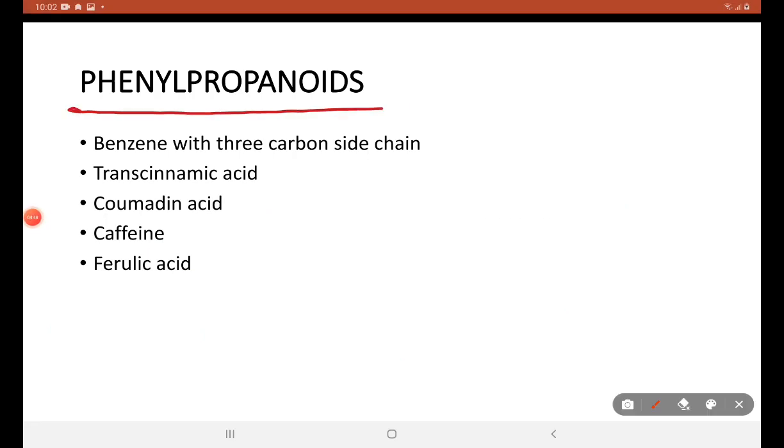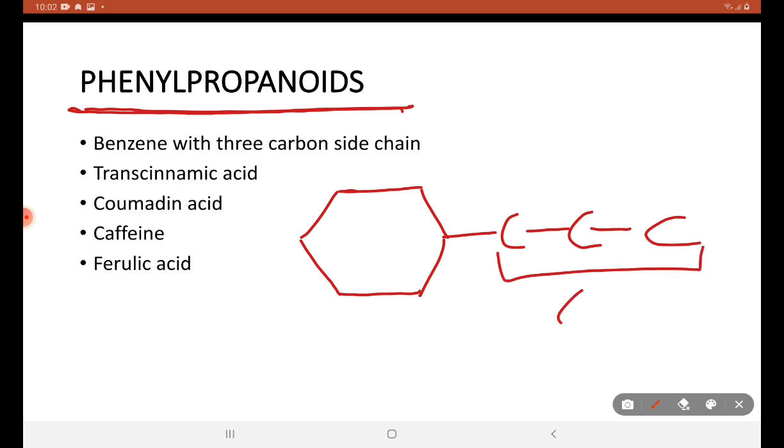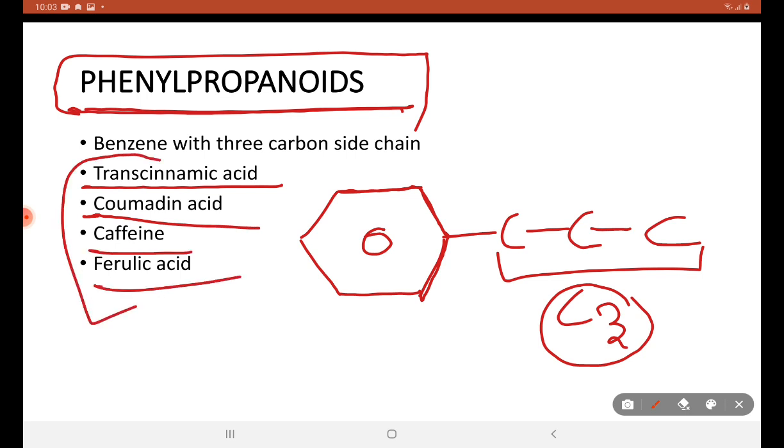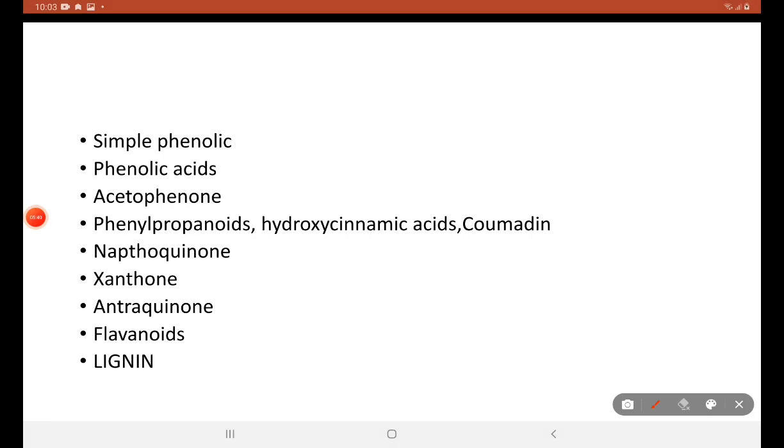First, we are going to see about phenyl propanoid. Structure of phenyl propanoid: we have a ring structure attached with a 3 carbon side chain. This is phenyl propanoid. It is a simple phenolic compound with a benzene ring attached with a 3 carbon side chain. Transcinnamic acid, coumaric acid, caffeic acid and ferulic acid are a few examples of phenyl propanoids. So phenyl propanoids come under the C9 category, consisting of 9 carbon atoms.